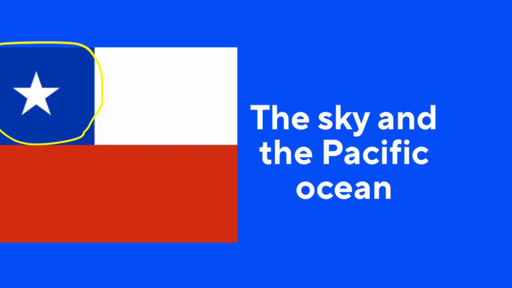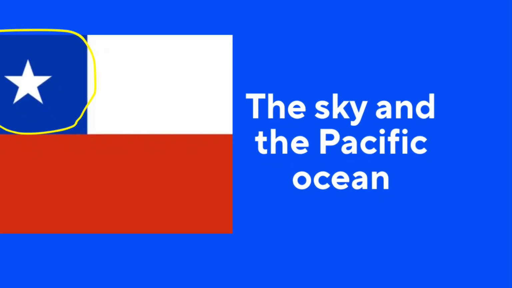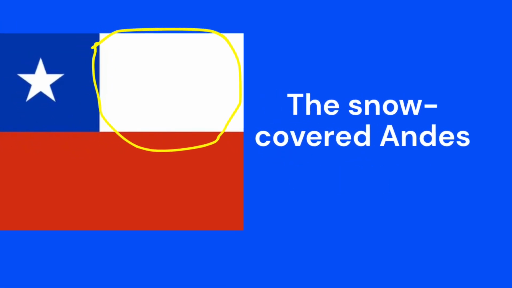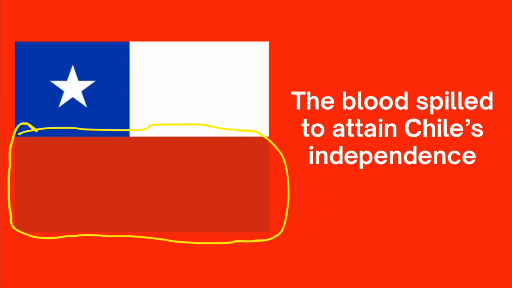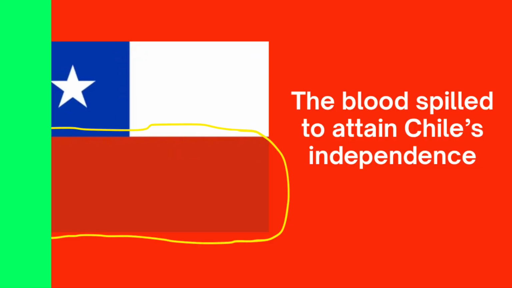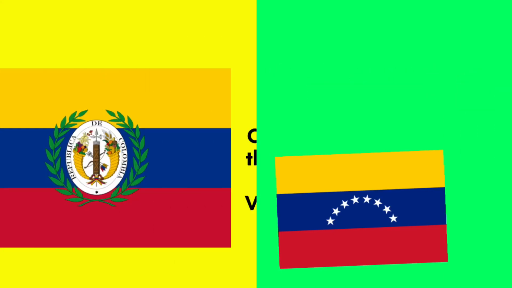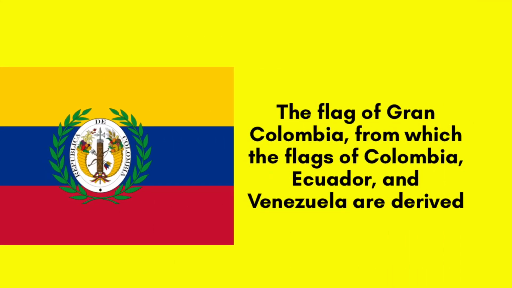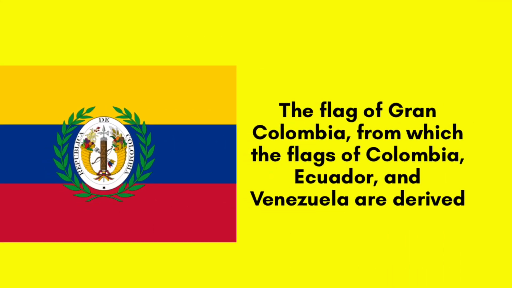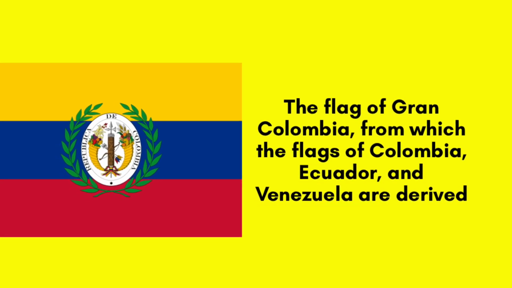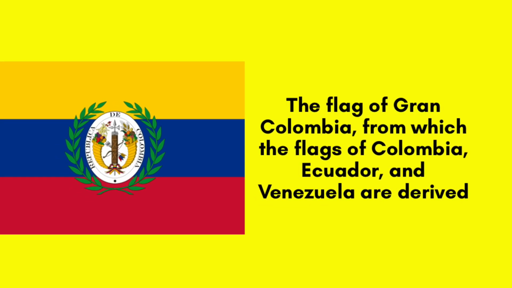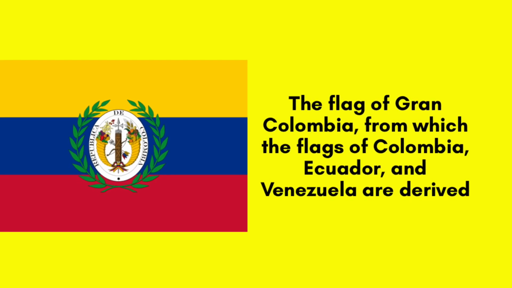Blue symbolizes the sky and the Pacific Ocean. White is for the snow-covered Andes, and red stands for the blood spilled to achieve independence. Colombia. The flag of Colombia dates back to the flag of Gran Colombia, created by Francisco de Miranda in the early 1800s, from which the flags of Ecuador and Venezuela are also derived.